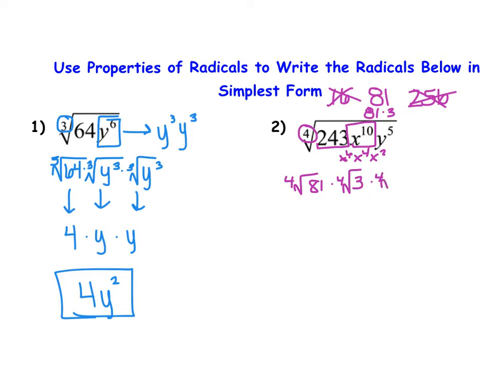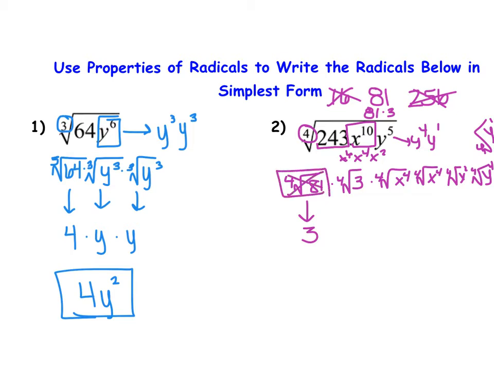So I have fourth root of x to the 4th, fourth root of x to the 4th, and the fourth root of x squared. And then from here, the y can become y to the 4th and y to the 1st. So I'm going to have the fourth root of y to the 4th, and then the fourth root of just y to the 1st. So now if I rewrite any of these that can be perfectly rooted, the fourth root of 81 is 3, so that one is rewritten.